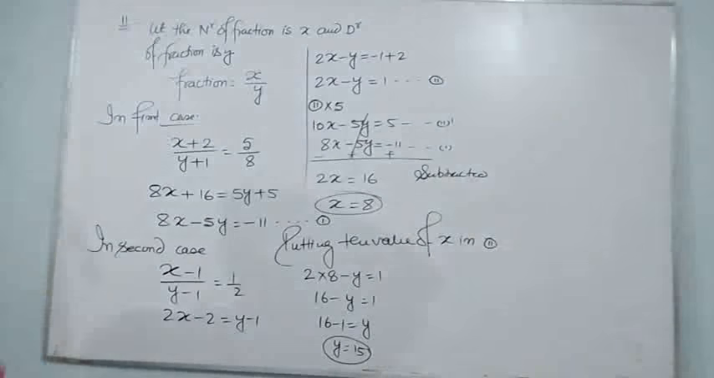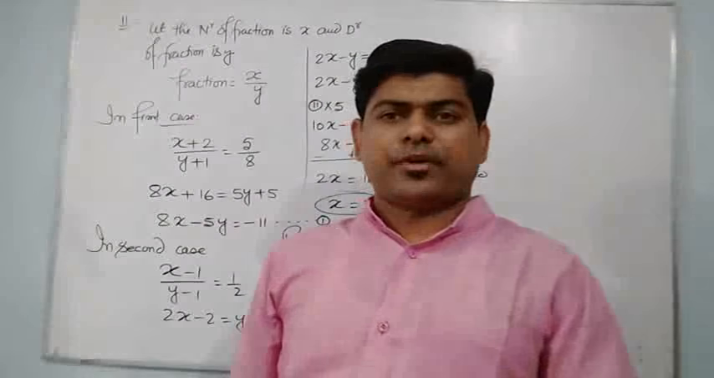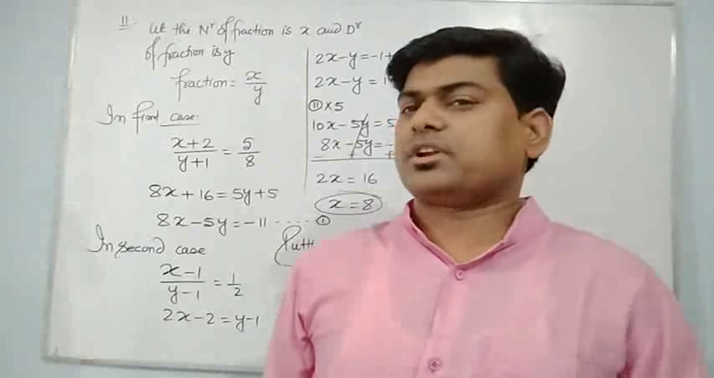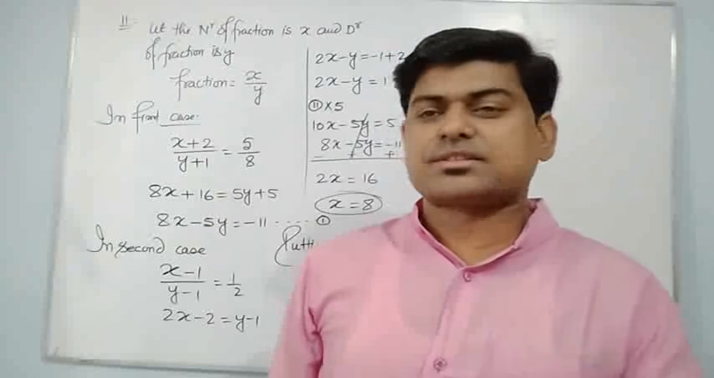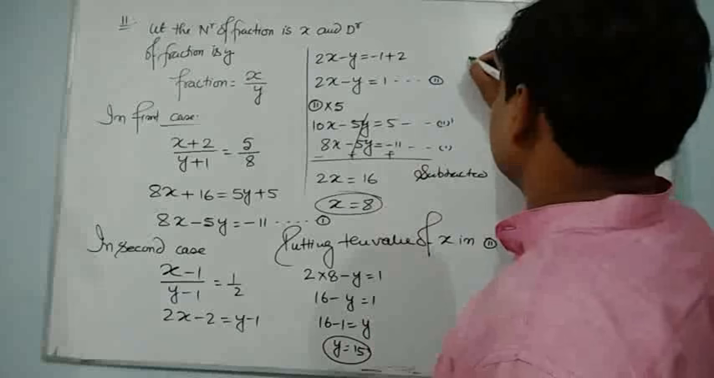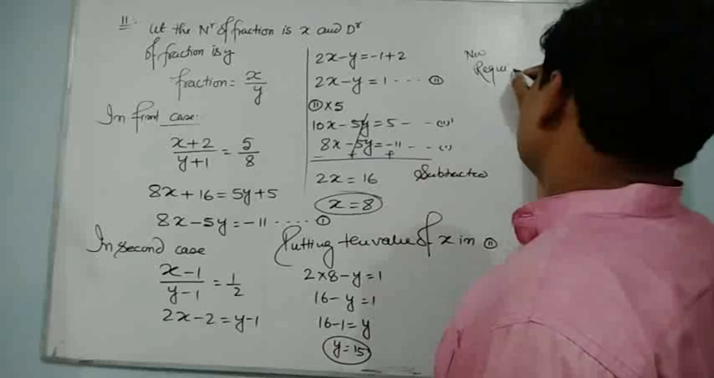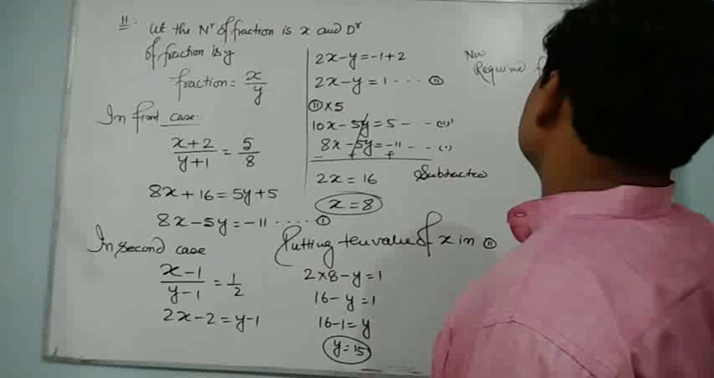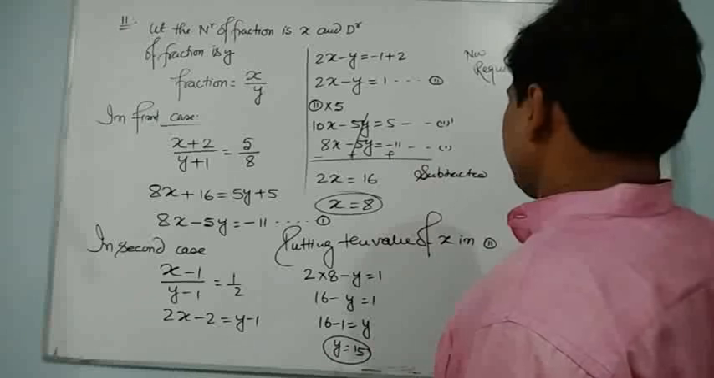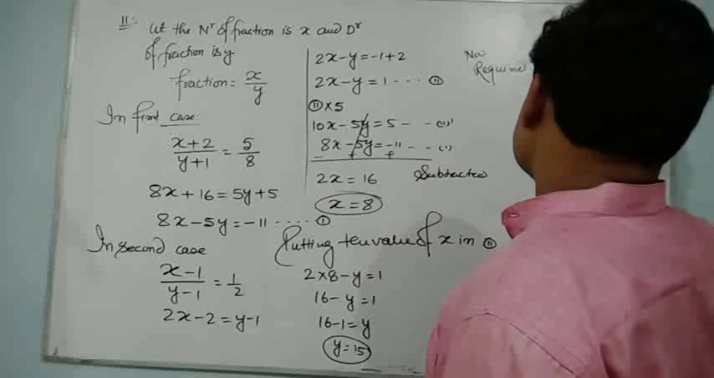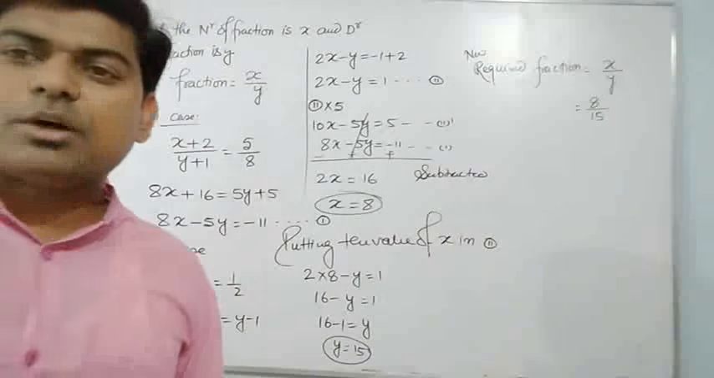We had got the value of x, we had got the value of y, but it was not our question. Our question was to find the fraction. So now I can write, therefore, the required fraction is equal to x upon y. Value of x is 8 and this is 15. Value of the fraction will be 8 upon 15.